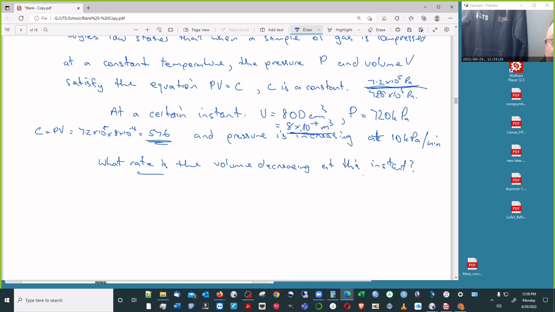Alright, now what are the rates that we've got? We've got the pressure is increasing, so we've got pressure over time, so dP dt is equal to 10 kPa.